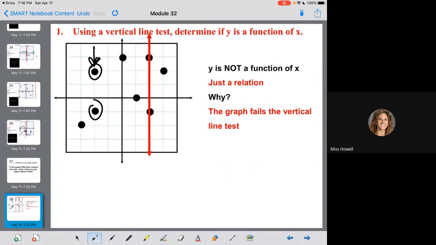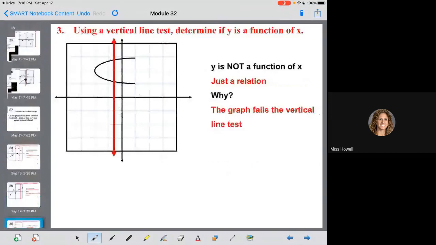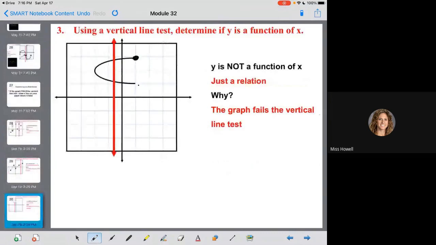Number 2 passes the vertical line test. There's nowhere we could draw a vertical line and pass through the graph in multiple places. So y is a function of x, which means this is a relation that is a function. Number 3, again, yours looks like this with some endpoints here, so I'll go ahead and add that in. Again, this one fails the vertical line test. It fails in a whole bunch of locations.